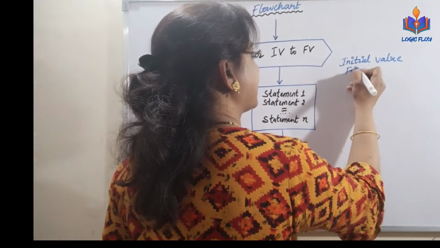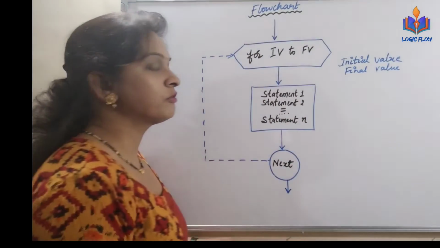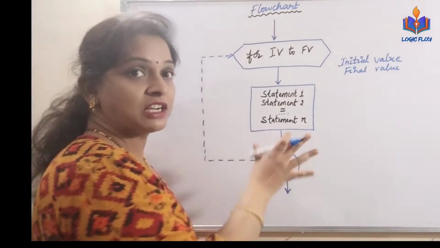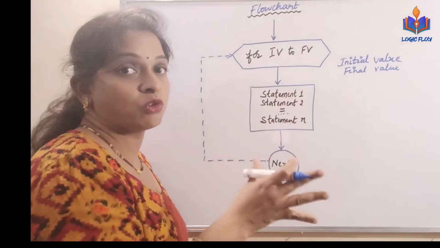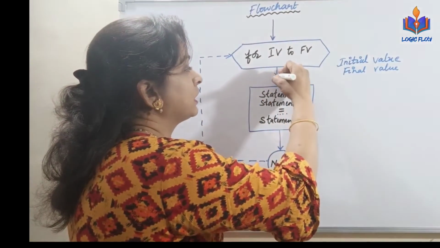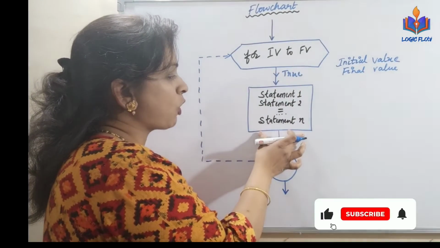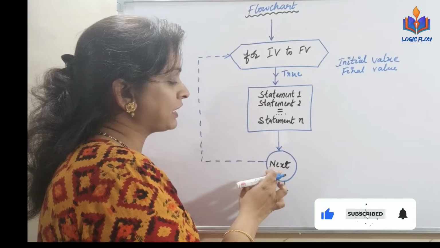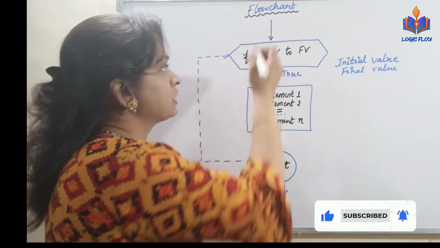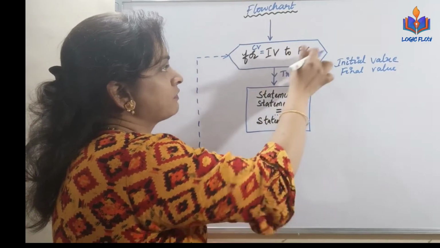FV says final value. So the loop has to go from initial value to final value, and I'm going to check the condition there, whether we are within the bound of that initial value to final value. If the condition evaluates as true, I'll execute the block of statements. Some control variable we will use. So we can just say control variable equal to initial value to final value.